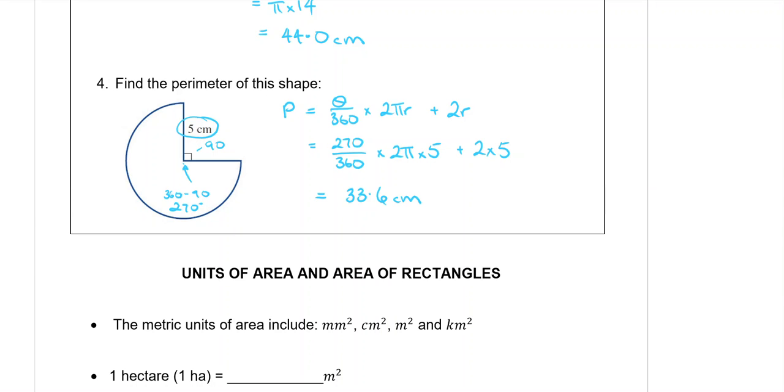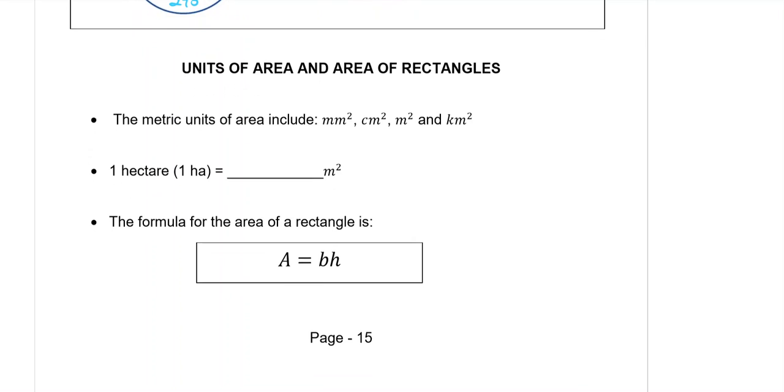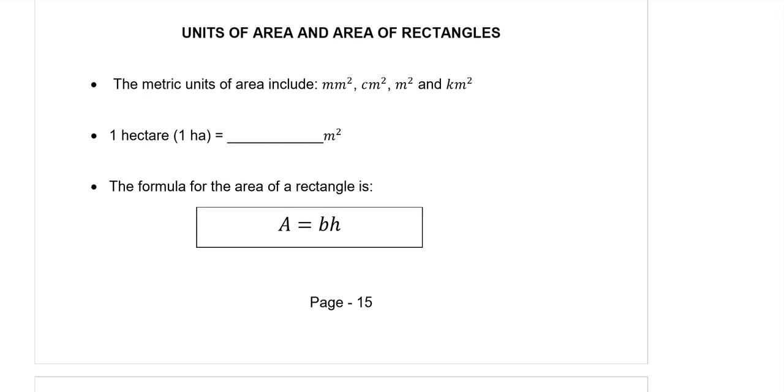centimetres. Okay, so now we're ready for our new work, area of rectangles. When we're doing area, we will now have millimetres squared, centimetres squared, metres squared, and kilometres squared. They're no longer just lengths, they are square units. We may also need to convert things into hectares.